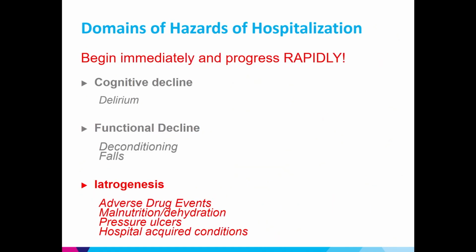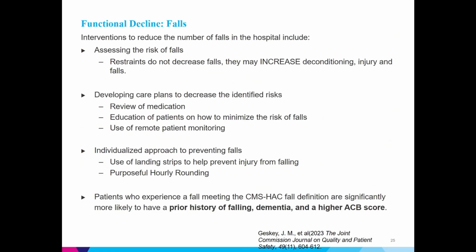And more recently, it's also been documented from CMS and Center for Medicare that hospital-associated complications have been associated with individuals with more cognitive impairment, history of prior falls, and of course, individuals with medications that have a higher anticholinergic burden score. So things to be mindful of and putting in preventative strategies for these patients.